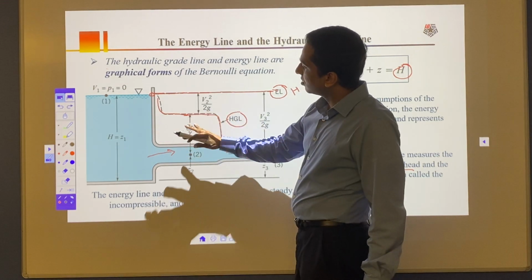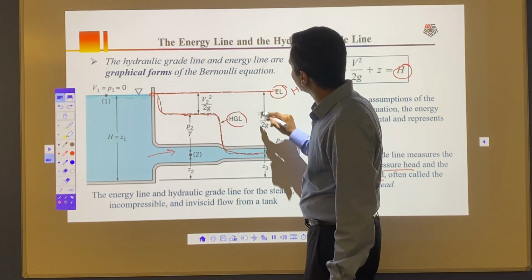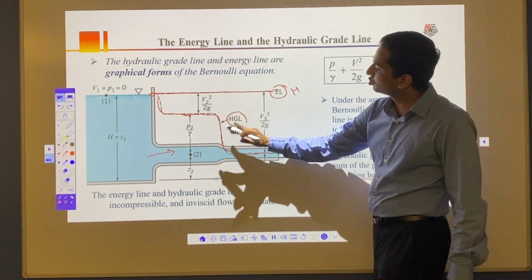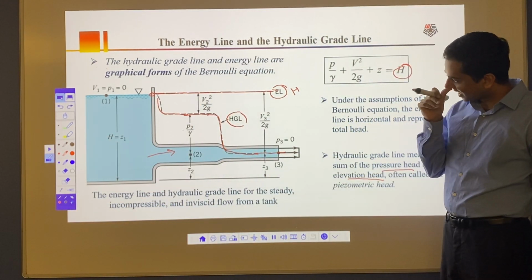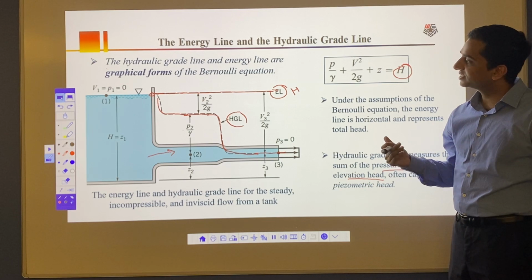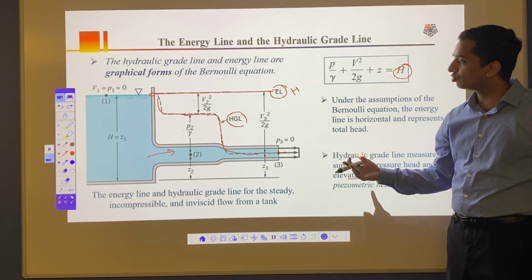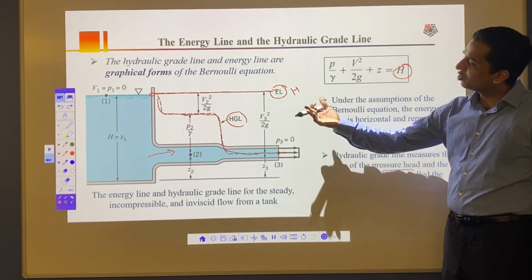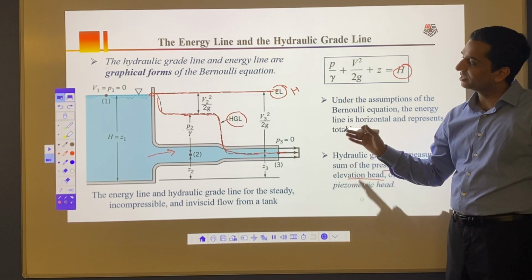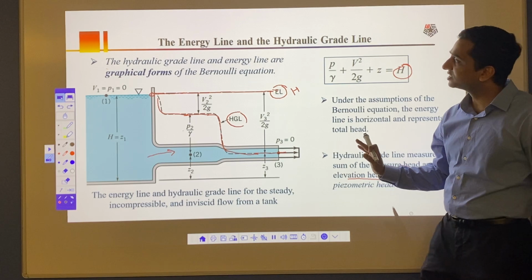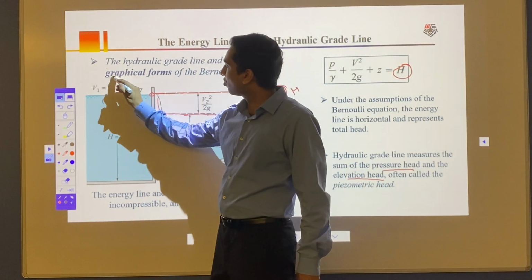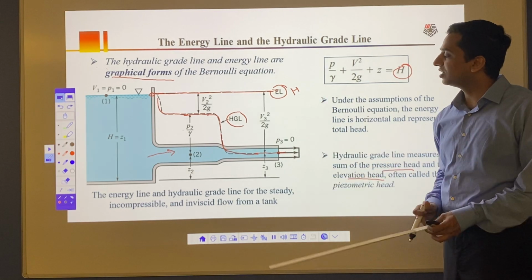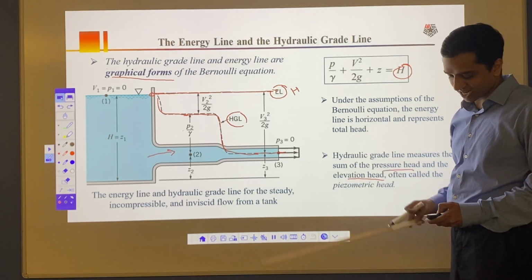And so if I have these two lines, the energy line and the hydraulic grade line, and I don't have the entire geometry, in that case I can actually see overall what's happening. I don't need to know the geometry. Based on these two lines, I can see overall how the water is flowing, what's happening with the entire water, and that's your graphical form to understand Bernoulli's equation. All you need is these two lines to understand that, and that's how these lines work.